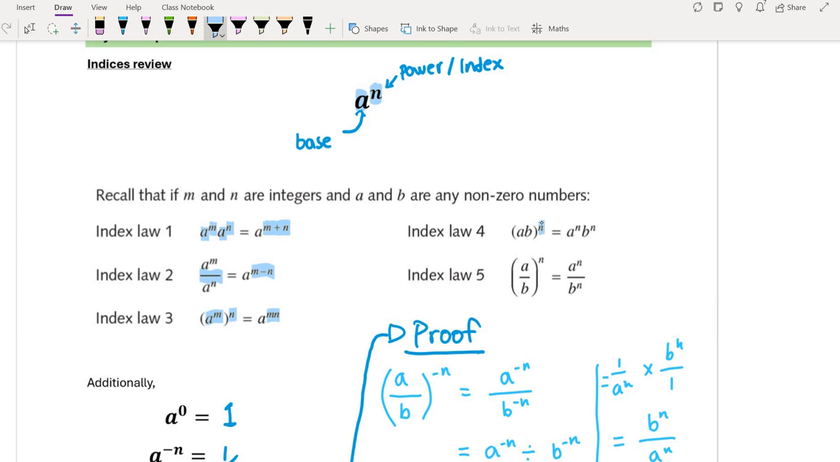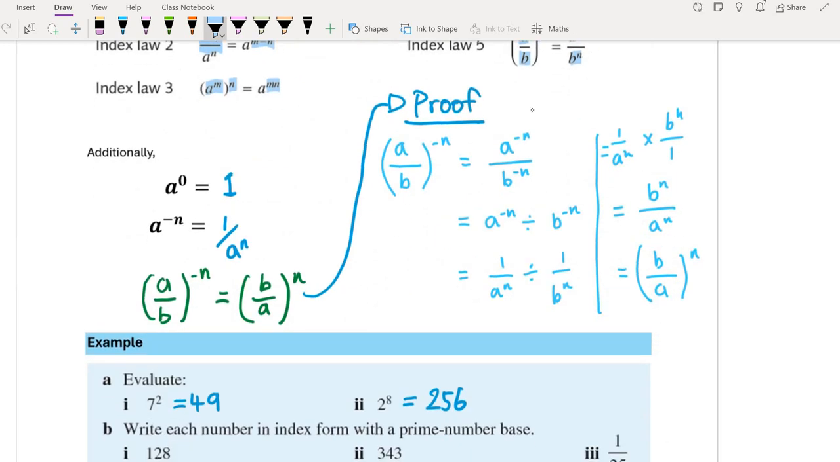And if there's a power outside and there's a couple of numbers inside the bracket, the power goes to every number that's inside. Same if it was a fraction, these numbers both get the power that's on the outside of the bracket. And additionally, we have some other rules where if anything is raised to the power of 0, it doesn't matter what the base is, it could be 100, could be a 10, it's always going to equal 1.